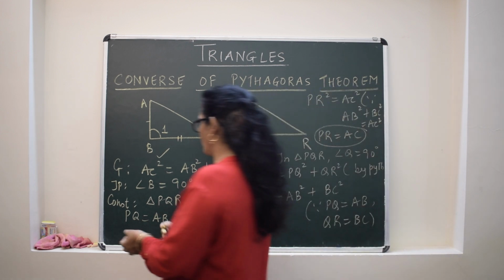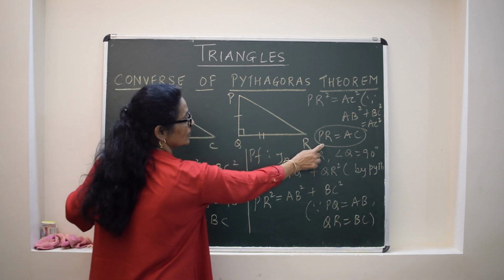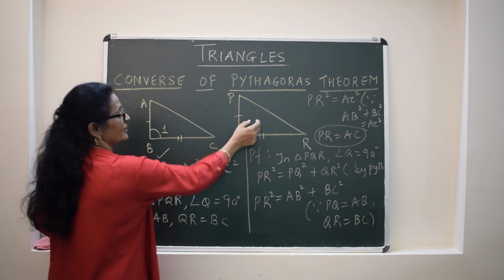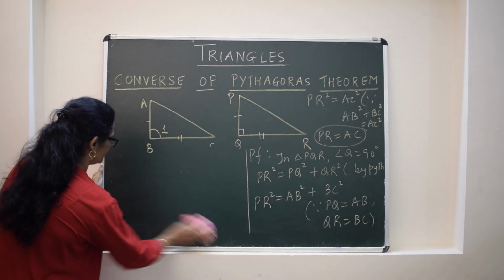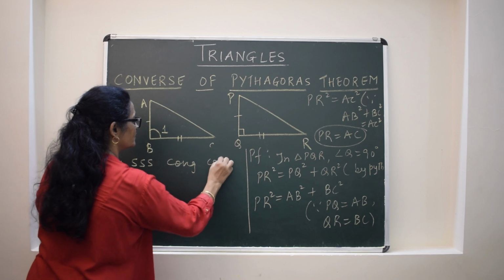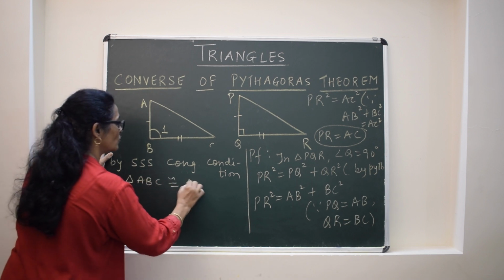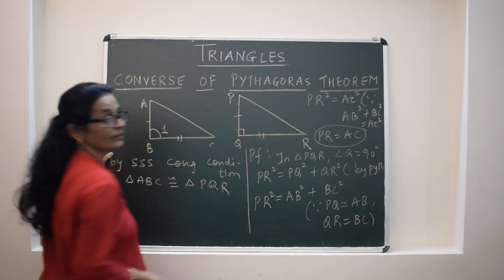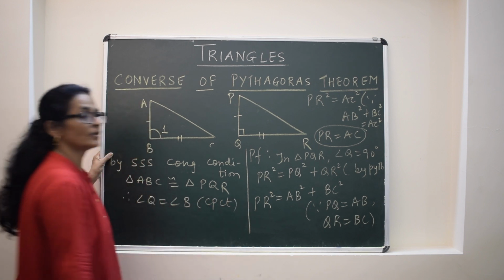What have we got now? Already the construction PQ is equal to AB, QR is equal to BC. And what have we got the third side? PR is equal to AC, that we have proved. It means that by SSS, these two triangles will be equal and congruent. So we will write by SSS congruence condition, triangle ABC is equal and congruent to triangle PQR. You can say these two are equal by construction, and this already third side we have got. So, therefore, by CPCT, angle Q will be equal to angle B.